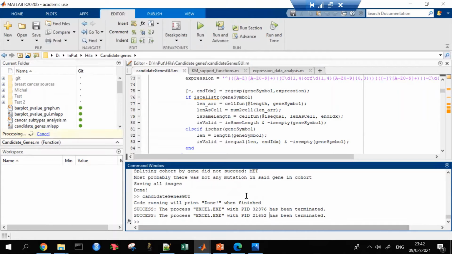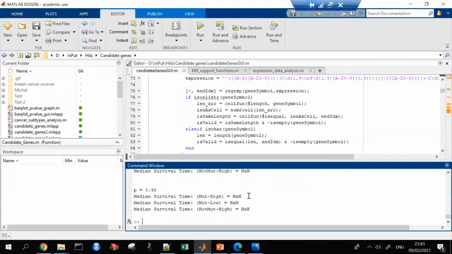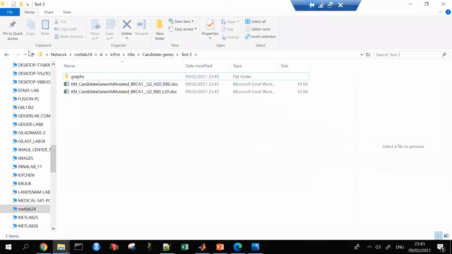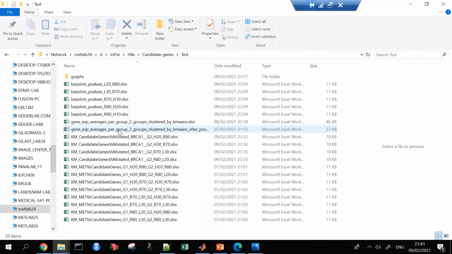The code is running. We're waiting just to see that it is able to run. Okay, the code is running and it is doing Kaplan Meier analysis. So now I'll explain what you get.